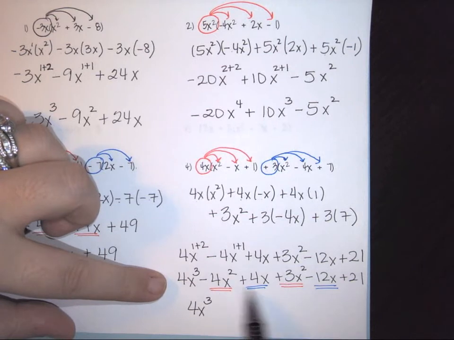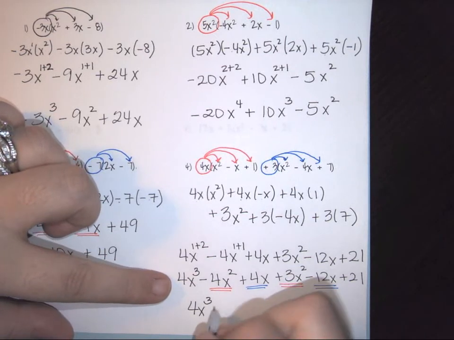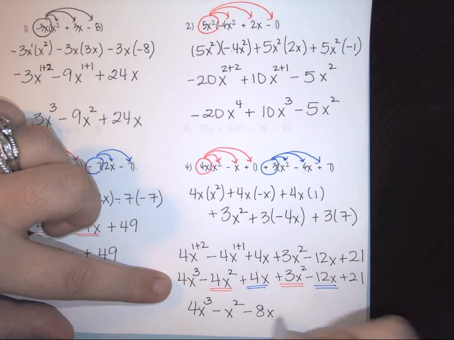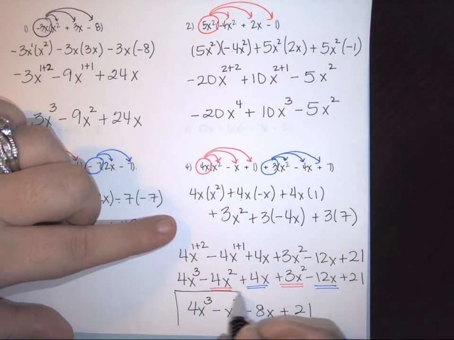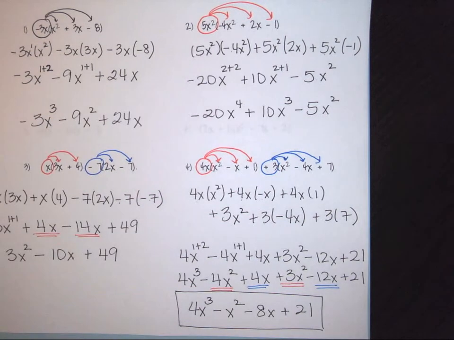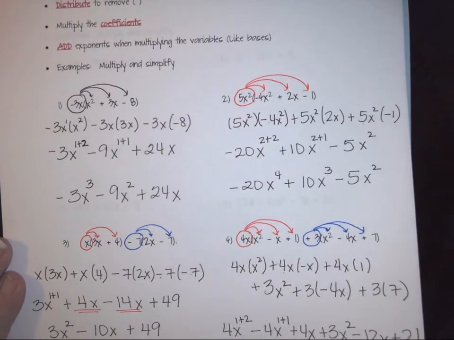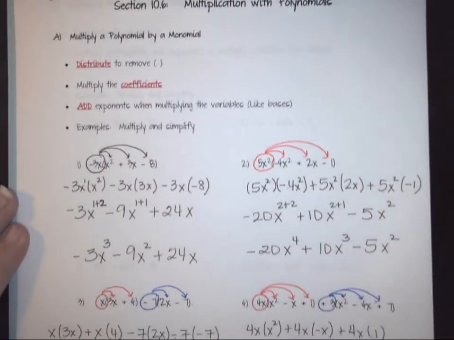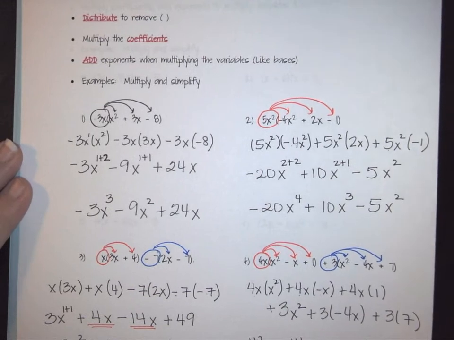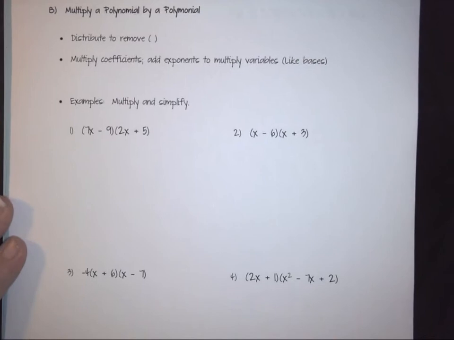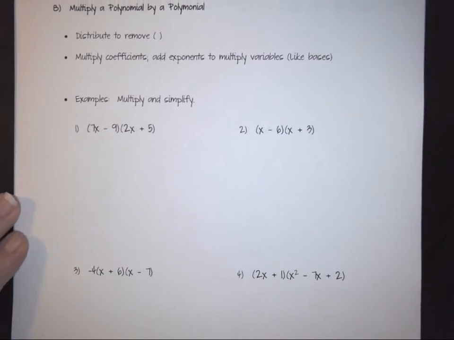So this is going to be 4x cubed. I have negative 4 plus 3, which is going to give me a negative x squared. 4 minus 12 is a negative 8x plus 21. And this would be the polynomial I wanted. Now all 4 of these examples used a single term on the outside when multiplying them together. Well, let's look at what happens if we have multiple terms together.